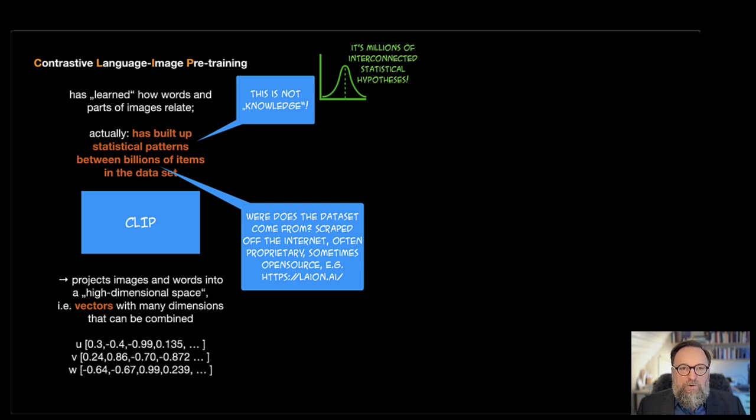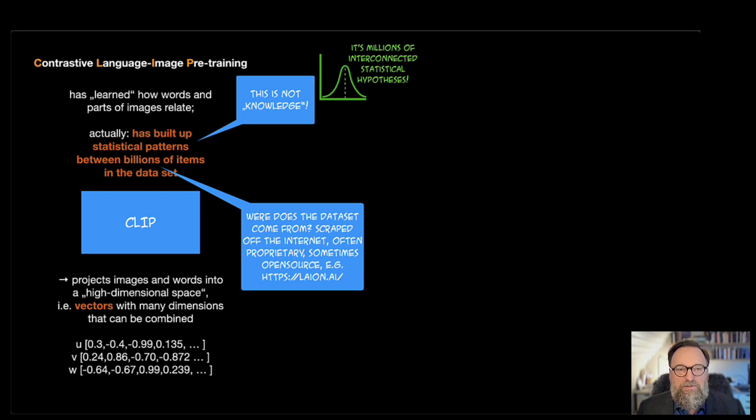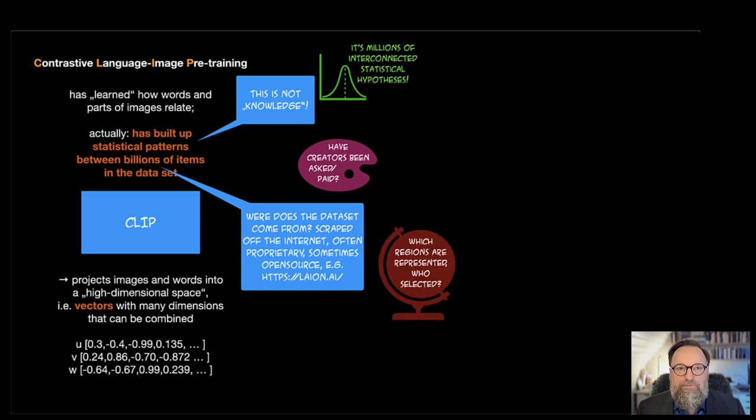Second thing, where does the data set come from that is used to train this kind of CLIP network? It's scraped off the internet, often proprietary, sometimes open source, so you can register and download this data set if you want, the open source variant of that. But there are a lot of questions attached to this question of where the data set comes from. First question is, have the creators of the data been asked or even been paid? And this is not the case. Usually these data are just scraped off the internet without asking anyone for permission. And of course, this is a problem of fair culture.